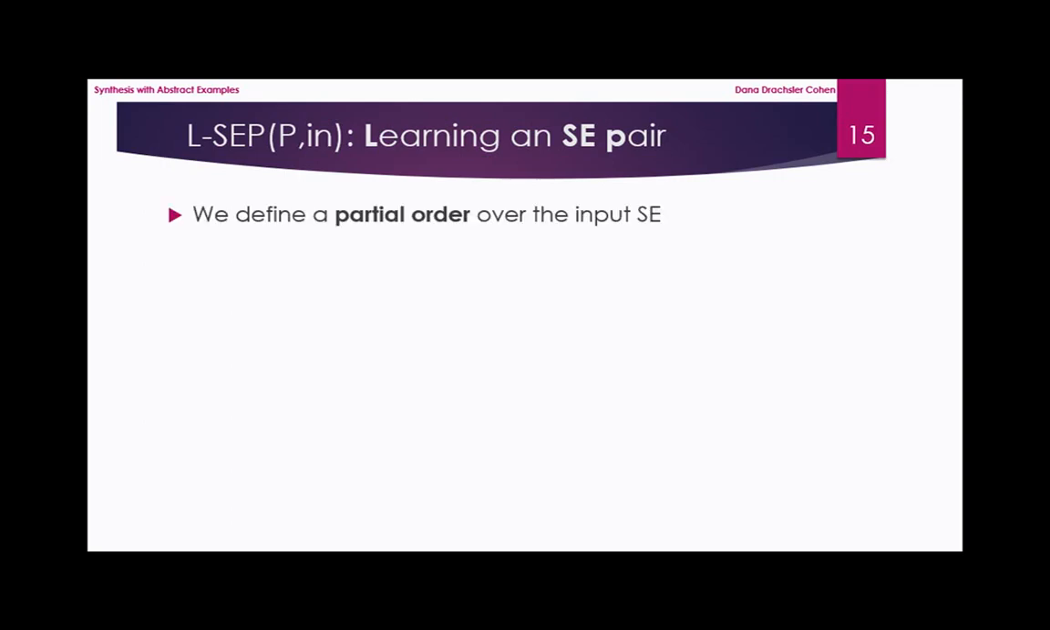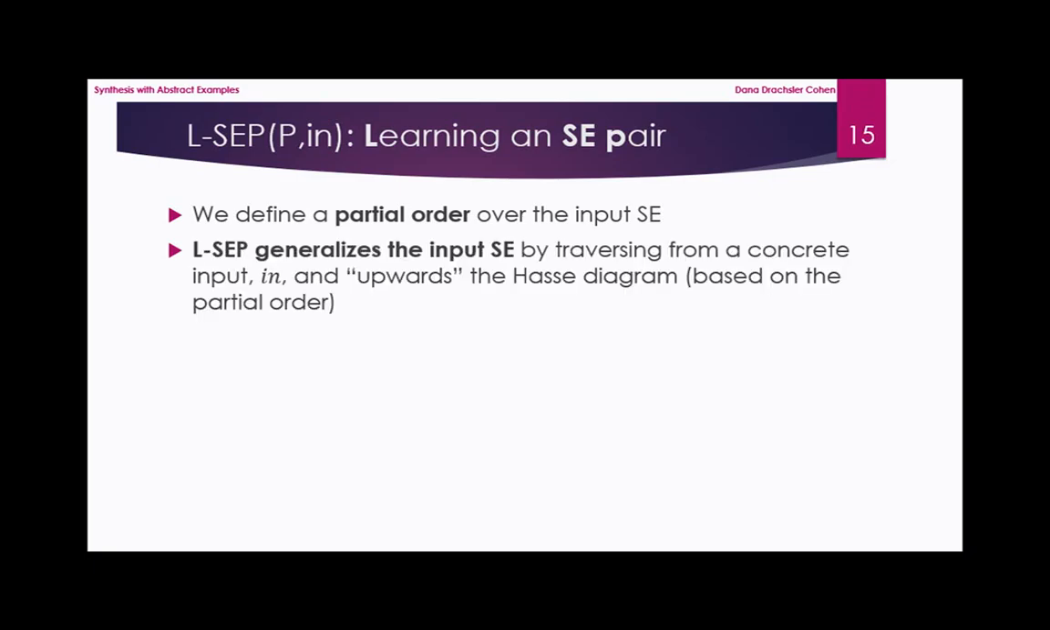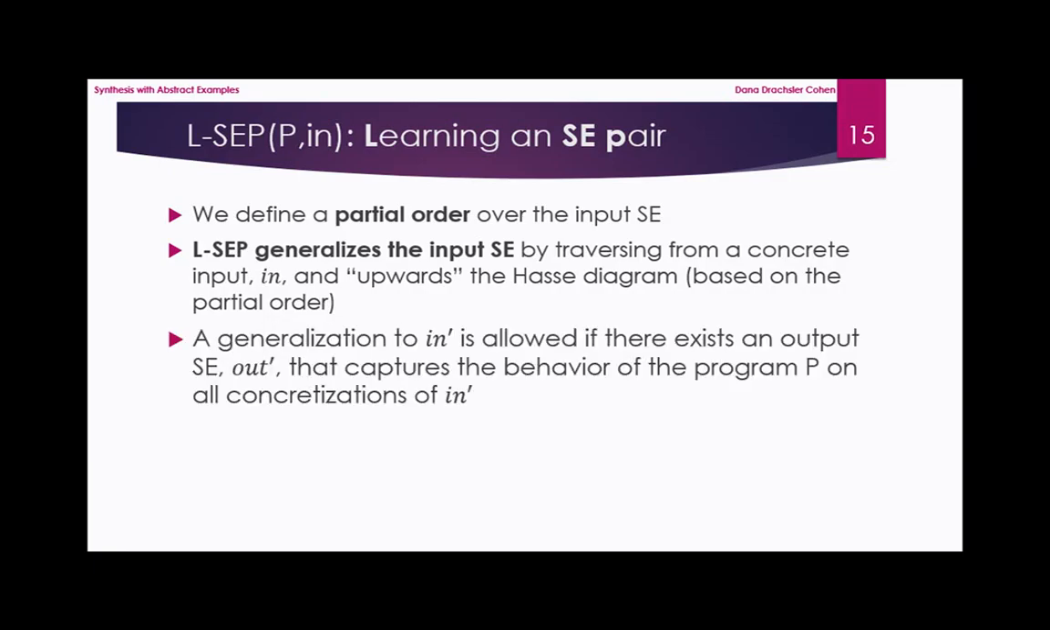First, we define a partial order over the input sequence expressions. What LSEP will do is traverse upward the Hasse diagram based on this partial order to look for the most general input sequence expression that is allowed. What do I mean by allowed? A generalization is okay if it has a corresponding output sequence expression that is consistent with the provided program. How do we know if there is such an output? We will construct it gradually from the list prefix and try to extend it. So let's see an example.